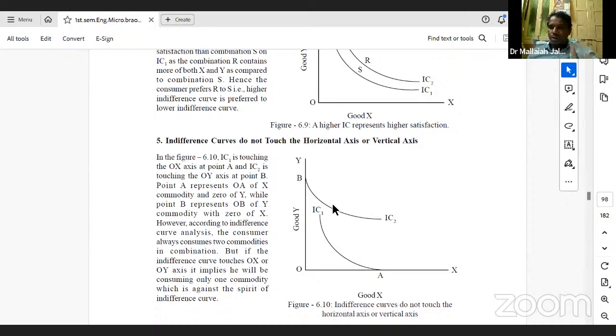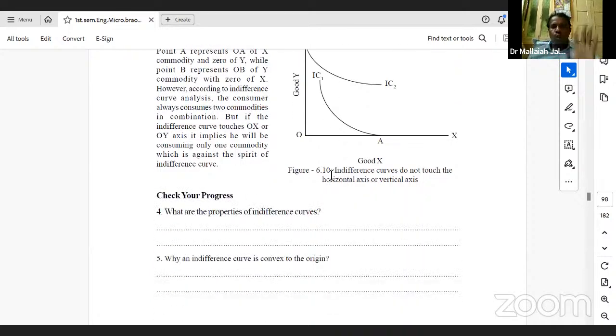Clear why? If it is touched, what will happen? As I said, if it is touching the Y axis, he is only purchasing Y commodities, not purchasing X. He has to purchase two commodities, whether the combinations are increasing or decreasing, it doesn't matter. But he has to purchase two commodities. So if it is touching Y, he is only purchasing Y commodity. If it is touching X, only X commodities are purchased. That you have to remember.